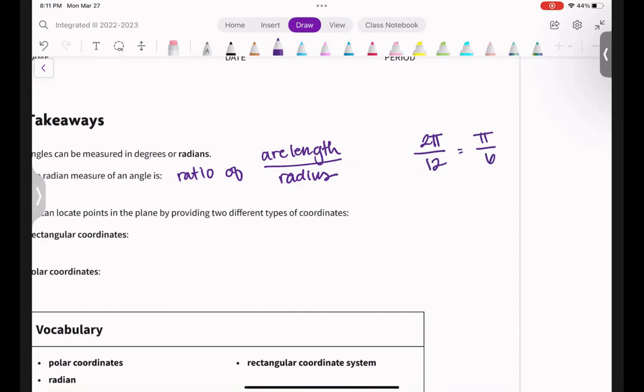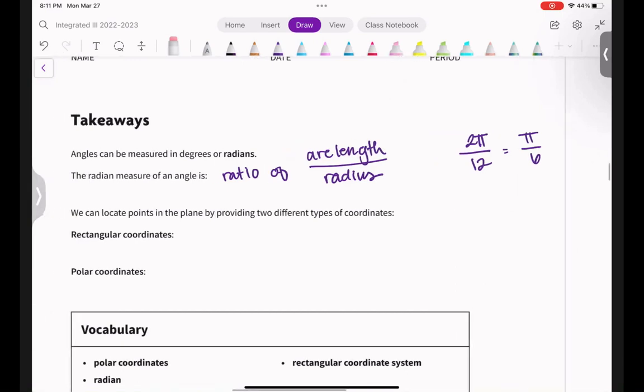In my brain, when I see pi over 6, my brain says, oh, that's 30 degrees. How come, Miss Johnson? Because if you take 2 pi, which is a whole, that was the radius. Actually, no, I won't say it like that. I'll be quiet. I'll just wait for you guys to see it.